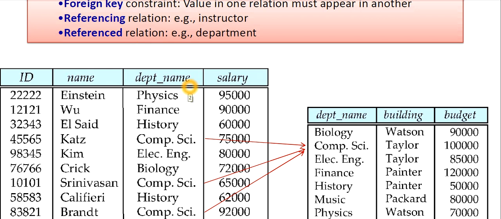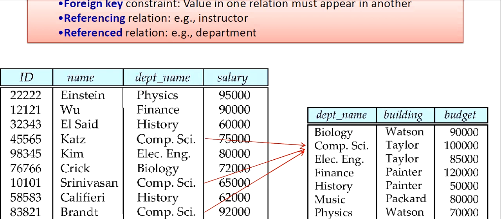Why so? Because these department name values are being taken from the department table. So the referencing relation is the one which references an attribute of another table, and the reference relation is the one whose attribute is being referenced by the referencing table.